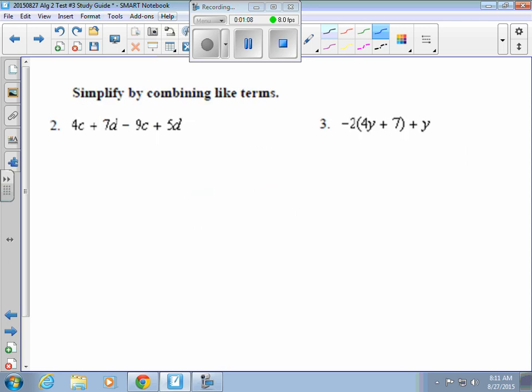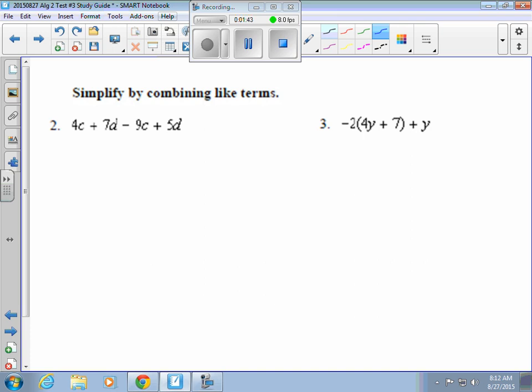Number 2. 4C plus 7D minus 9C plus 5D. Now, a common mistake on these problems is people try to undo the operations because that's what you get accustomed to doing when you're solving equations. But if you look at these problems, there's no equal sign. Neither number 2 nor 3 is an equation. So just make sure you look for the equation first.